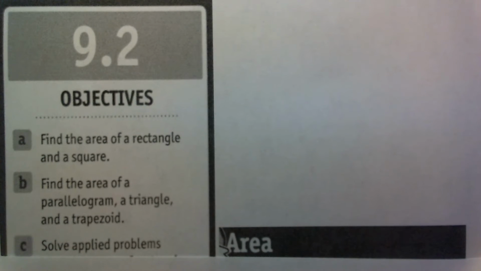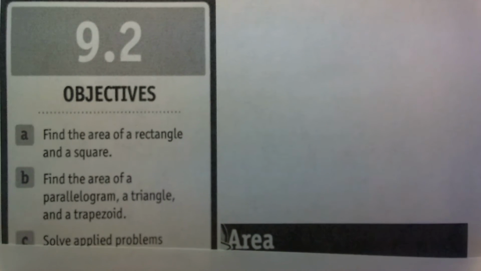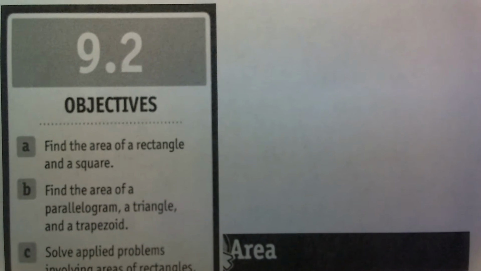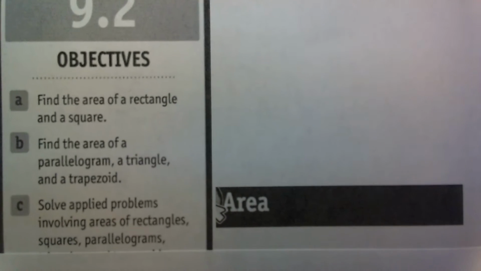In section 9, we are computing the areas of various geometric shapes. So we begin with the area of a rectangle and a square, and then we find the areas of parallelograms, triangles, and trapezoids, and then we have some applied problems involving rectangles and some other shapes.